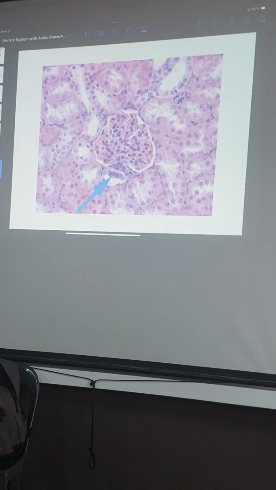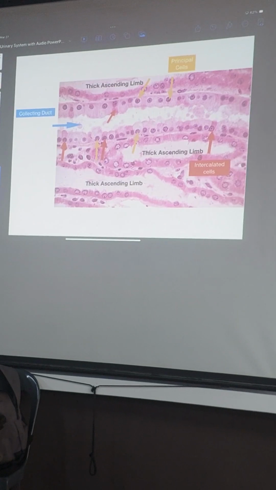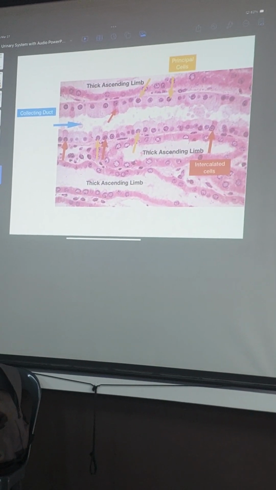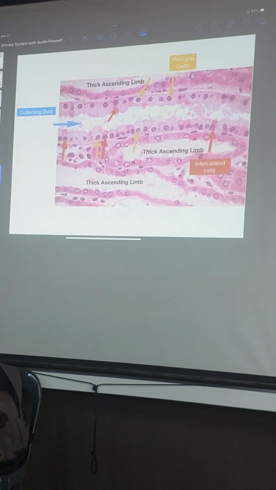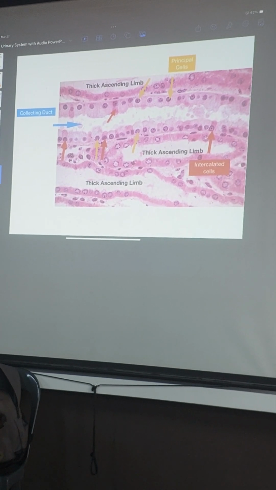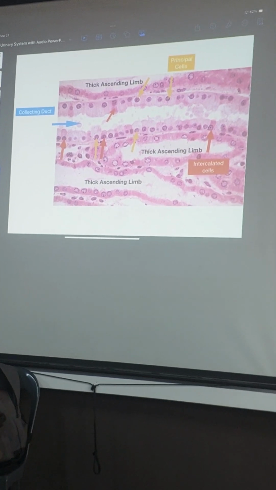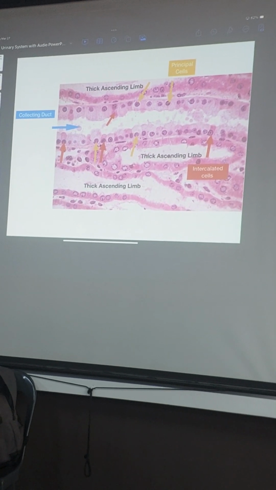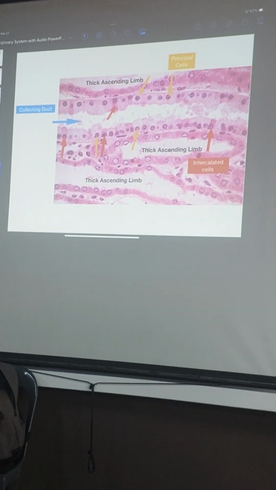Okay? All right. Now I do want to show you another thing that's not so easy to see. Okay. Here we're looking at a medullary ray, or you can look at it as the medulla. This is a collecting duct, the one that's being pointed to with blue. Okay, the collecting duct. The collecting duct and the collecting tubules are the very last portions of the nephron. Okay?